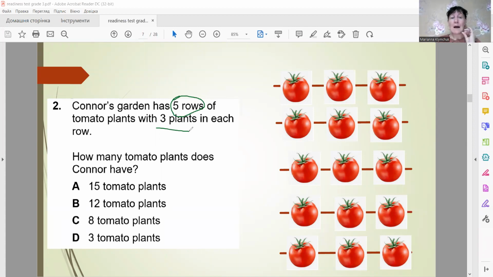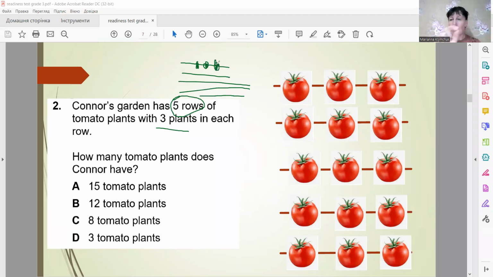And also, I like when students also do this. They draw a picture for better understanding. So this is okay. I prepared a very nice picture, but you may draw like this. 1, 2, 3, 4, 5 rows. This is your picture. And then 1, 2, 3. These are your tomatoes, okay?